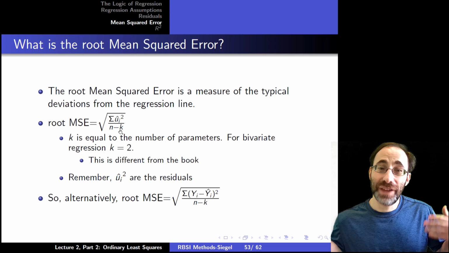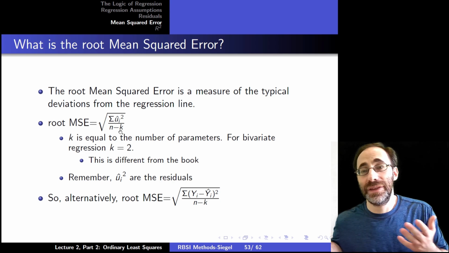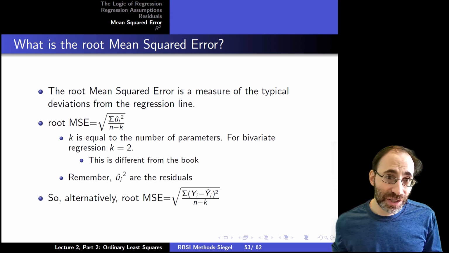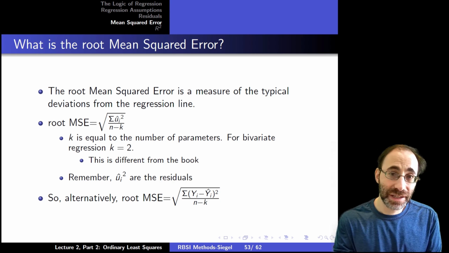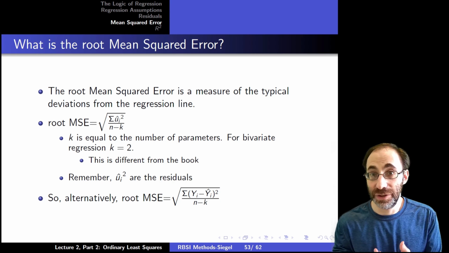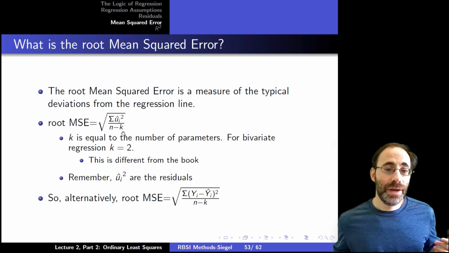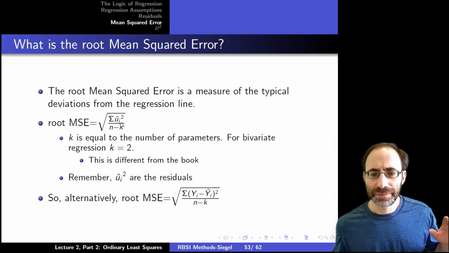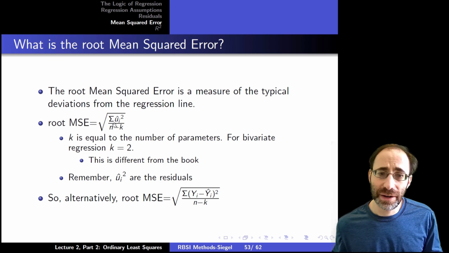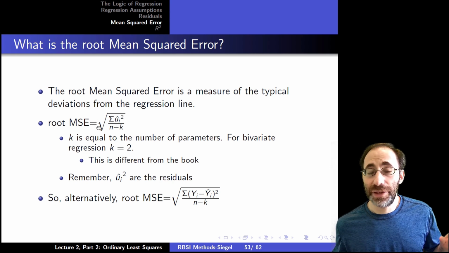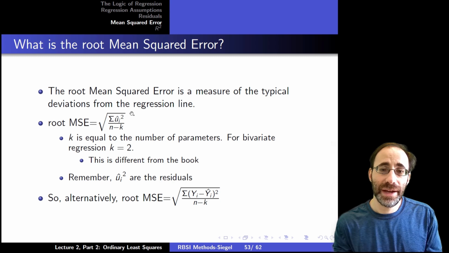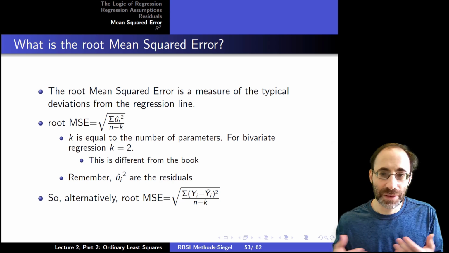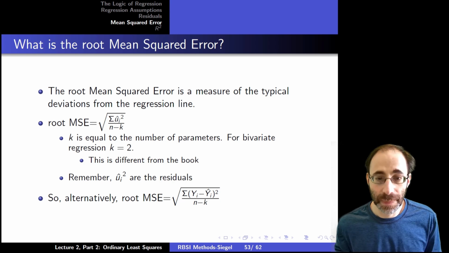In general, you take the number of data points, n, and subtract the number of parameters, k, in your model. For bivariate regressions, again, you have 2 because you have a constant and a coefficient on your single independent variable. And if you're looking at the book, the notation is a little different from the book. But this is your equation for root mean squared error. And then you take a square root to turn it from being a variance, a squared error, to a root mean squared error, something more along the lines of a standard deviation.